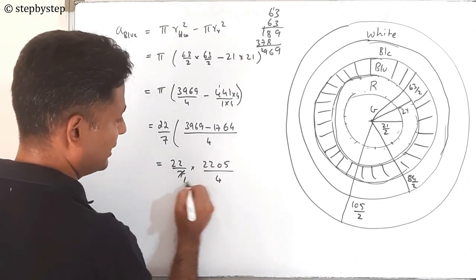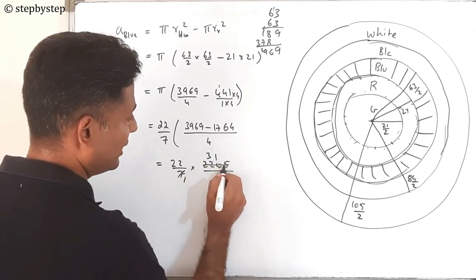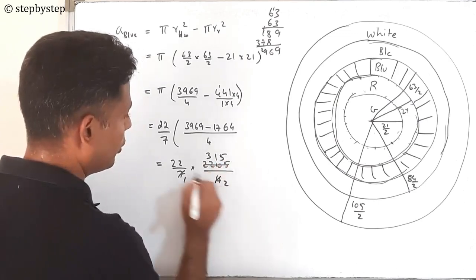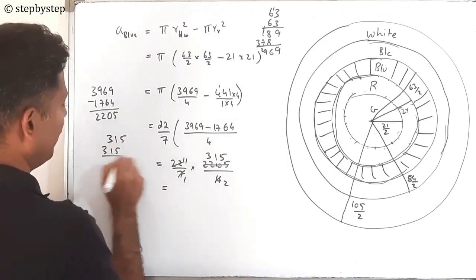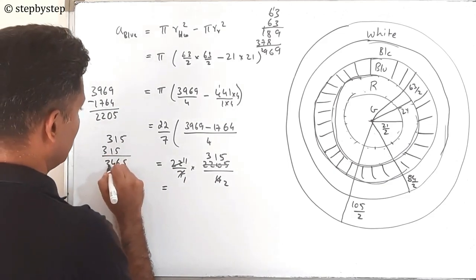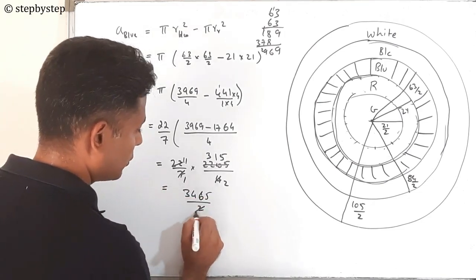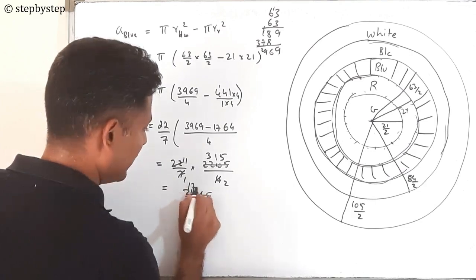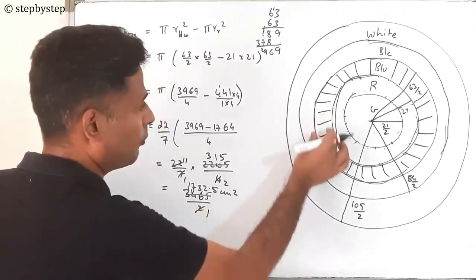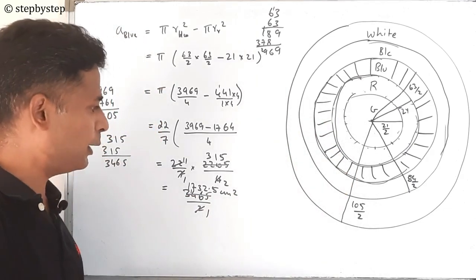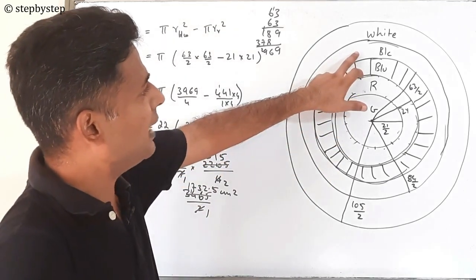Now this will go by 7: 7 3s are 21, 1 remains, again 7 1s are 7, 3 remains, 5, again 2 and 11. So 11 into 315, 315 into 315, I get 3465 by 2. So what do we get? 1732.5 centimeter square. So the area of the blue band is 1732.5 centimeter square. Now how will I get it for black?